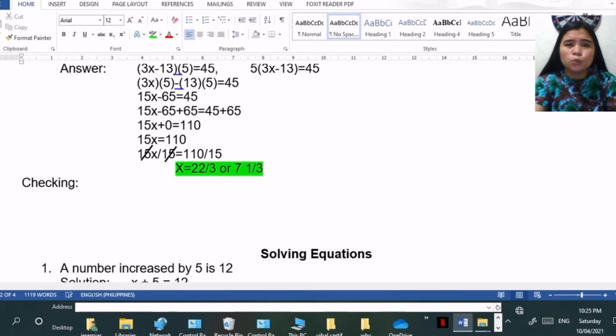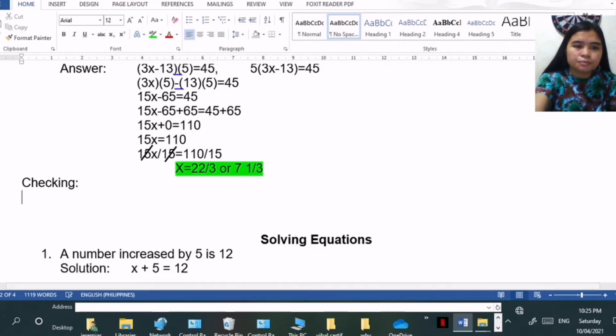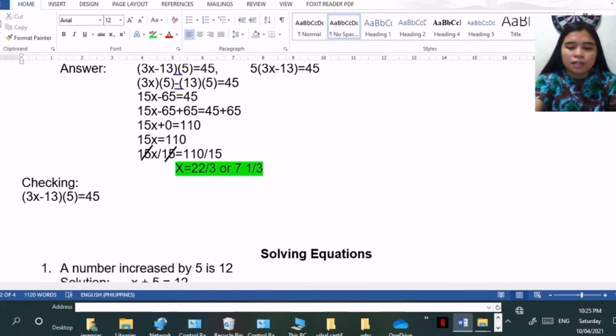So, kopyahin ko muna yung original natin na, tawag dito, equation. Ito yon. Ayan, kopyahin ko lang. And then, let's substitute the given value of x. So, yung 3 natin, kopyahin lang natin. Then, yung x natin ang gagamitin ko is 22/3. So, magiging, ang x ko na dito is 22/3 and then close parenthesis and then copy minus and then copy 13 and then close parenthesis and then copy 5. Puro lang tayo copy and then equal and then 45.